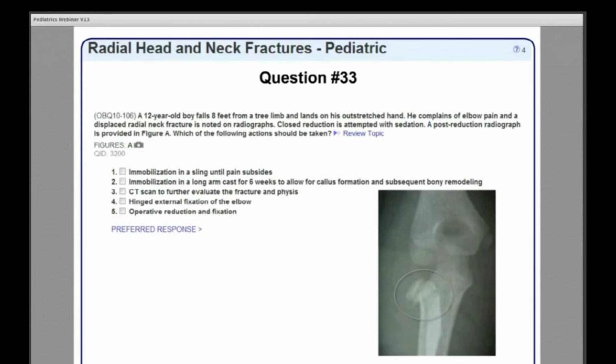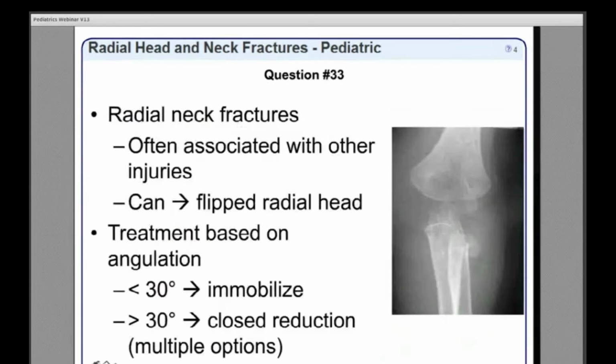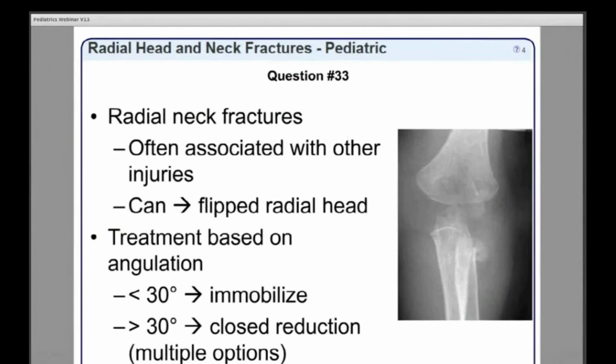So the radiographs demonstrate a radial neck fracture with greater than 45 degrees of angulation. Radial neck fractures often occur with other injuries and can result in a flipped radial head, which you want to be sure to identify. Treatment is primarily based on angulation. If there is less than 30 degrees of angulation, these should be immobilized. If there is more than 30 degrees of angulation, closed reduction should be performed, and there are multiple techniques described.